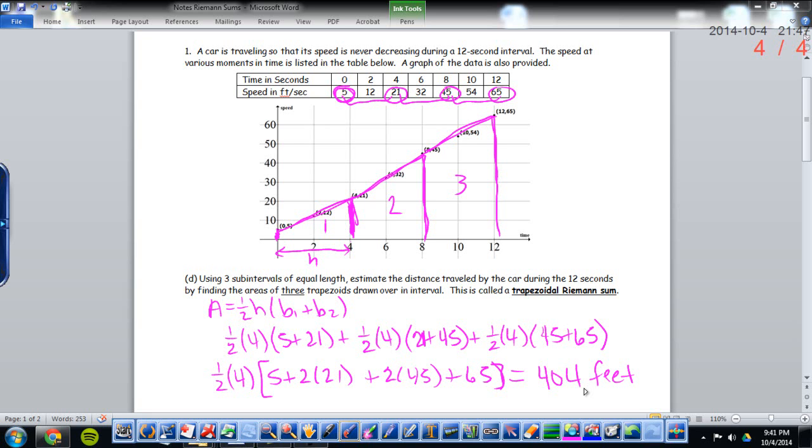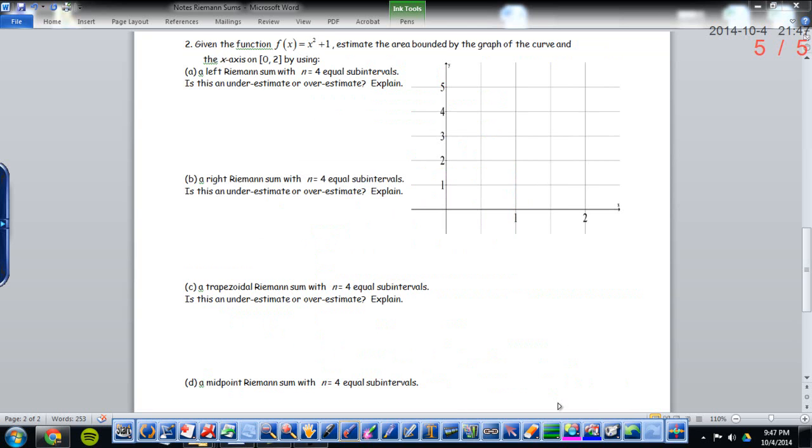And on the AP exam, and when I give you quizzes and tests, I will always tell you which type of Riemann sum to use. You're never going to have to pick which one to use. I'll always tell it to you. Okay, so let's try another example.